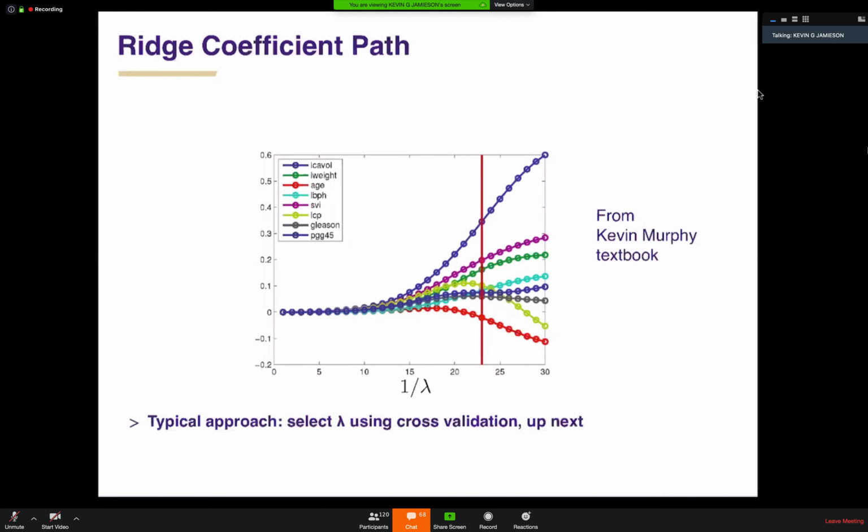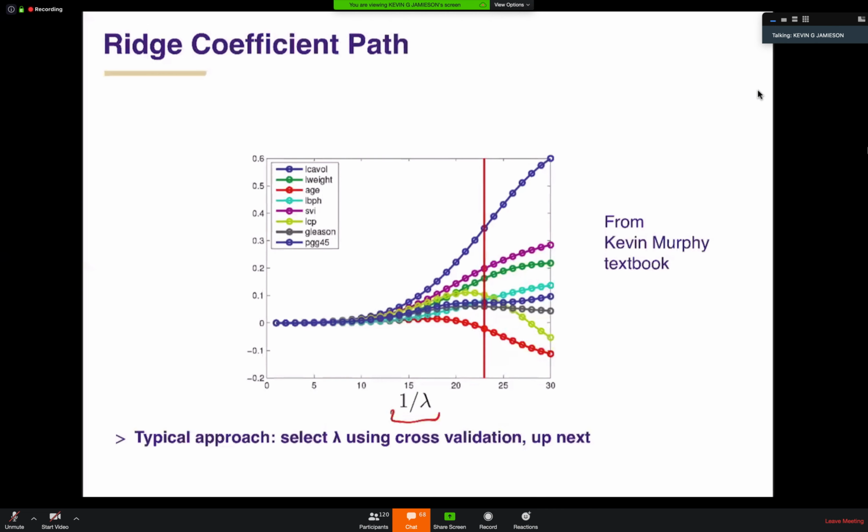But as you can see here, here's just an example from the Murphy book, where as 1 over lambda increases, as the complexity increases, this shows what the coefficients of your W actually look like. Each line here is for a particular value of lambda, and each dot on here is the value of W that came out of the ridge regression solution. This is actually looking at the case where D is equal to 1, 2, 3, 4, 5, 6, 7, 8 here, and it's just visualizing these.